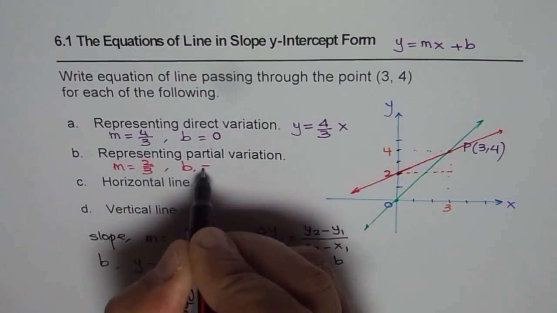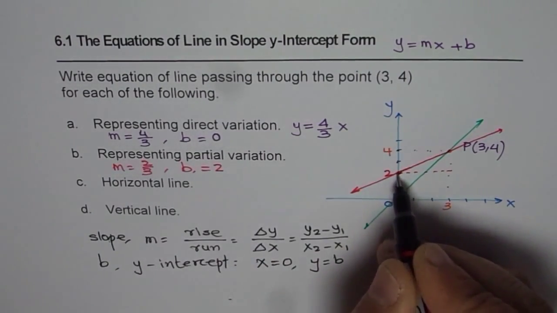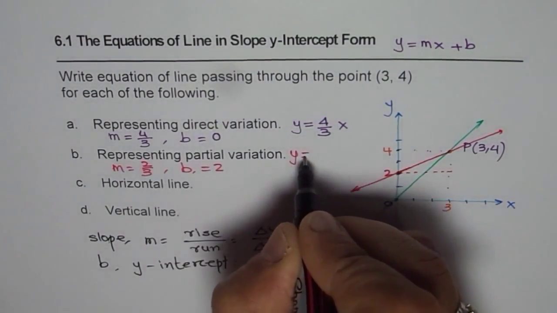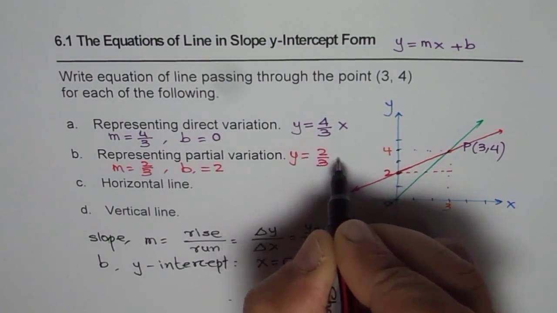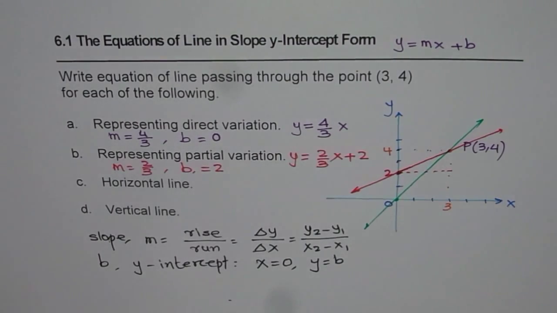And the y-intercept b is equal to 2. When x is 0, y is 2. So we can write the equation of this line as 2 over 3x plus 2. I hope you're understanding, right?